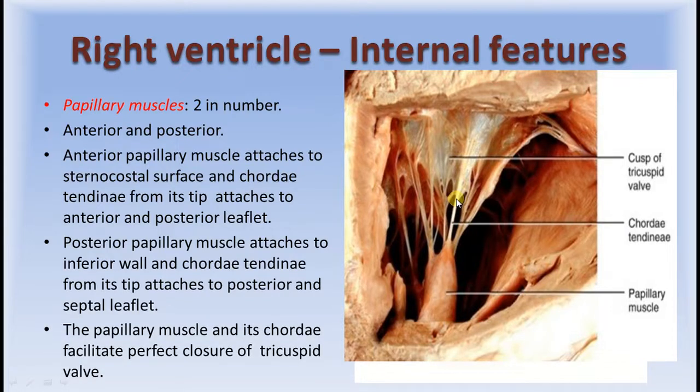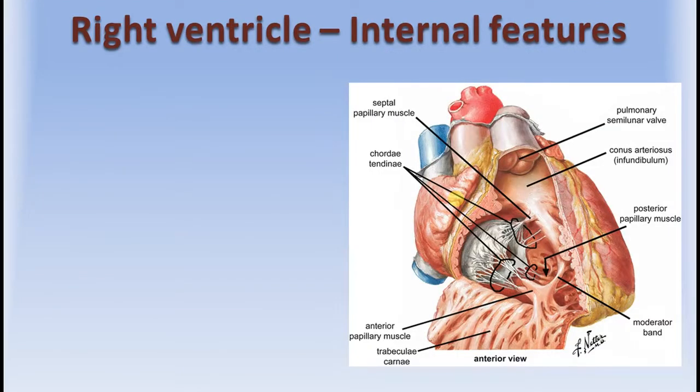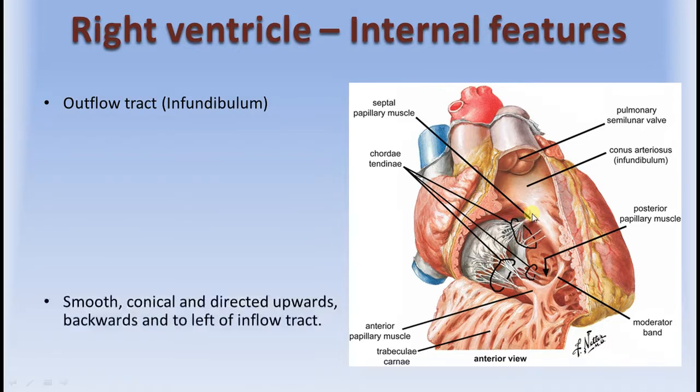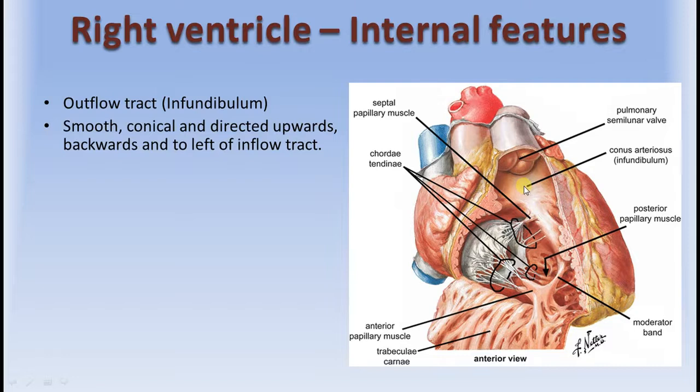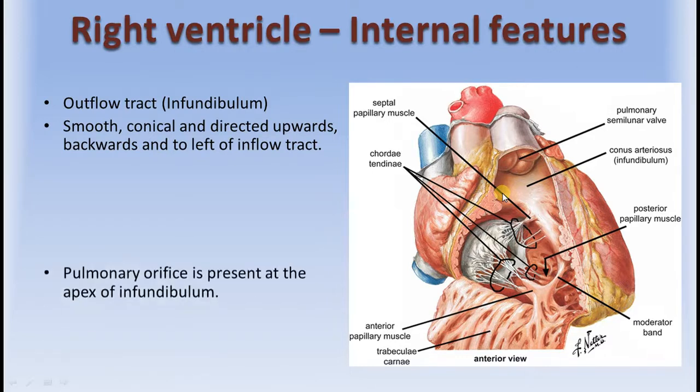So they are mainly responsible for the perfect closure of the tricuspid valve. Now we will come to the outflow tract. Here you see the outflow tract, which is actually called the infundibulum. It is smooth, with no bridges or ridges, and conical. That is why it is also called the conus arteriosus. Developed from the bulbus cordis, it is situated above, anterior and to the left of the inflow tract.